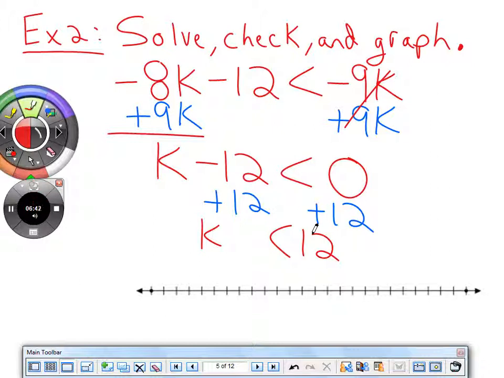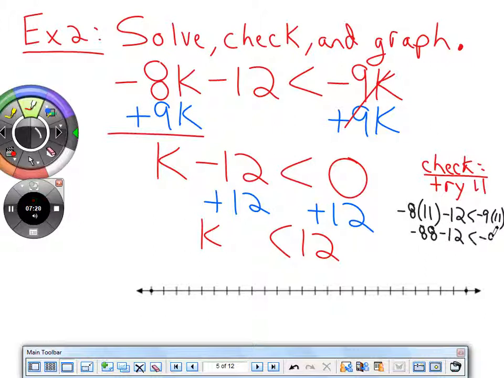So we could check this, try a number that's less than 12, like maybe 11. So we can do a little check off to the side. Let's try 11, see if it would work. So I take 11 and I plug it in. Actually, that's a little pain to plug in, but go ahead and plug it in for the k. So that means I'd have to do -8 times 11 minus 12, and then is less than -9 times 11. So this would be -88 minus 12 is less than -99. So -88 minus 12, so that's even more negative. So it looks like it's probably -100. Is that really less than -99? Well, yeah, it is, because it's further to the left. So this is another true statement.